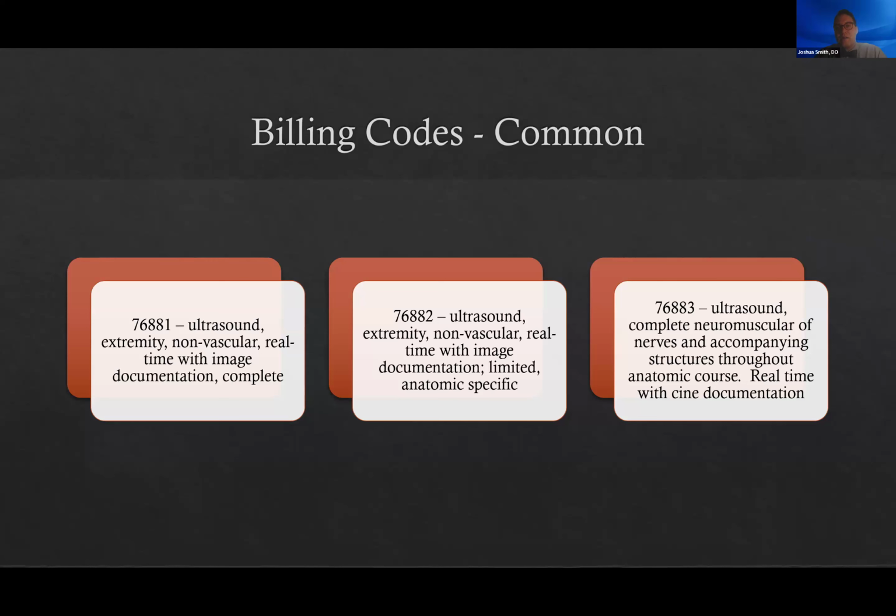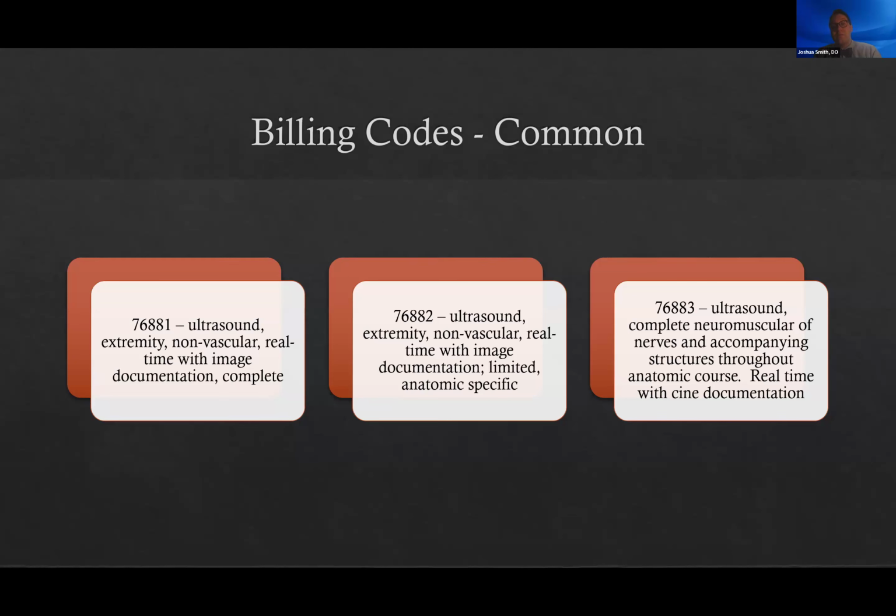So let's talk about some billing codes. Now you've done your study, you've made your summary, and you're wondering what codes you're going to use. These are the most common codes that you're probably going to be using. So there's the 76881, which is an ultrasound extremity, non-vascular, real-time with image documentation, complete. This code is if you say, I did a complete ultrasound on the elbow, and then you talk about the nerves about the elbow. You would also have to talk about the vascular structures at the elbow. You would talk about the bone structures at the elbow to use this code.